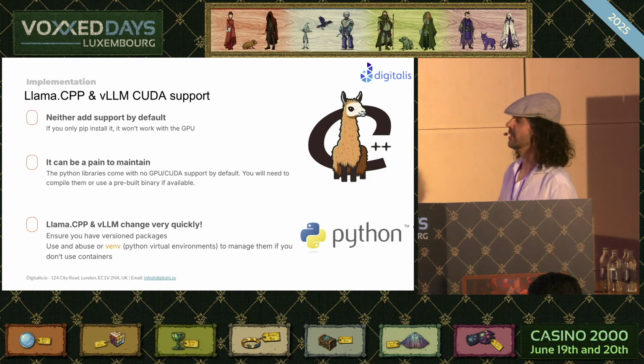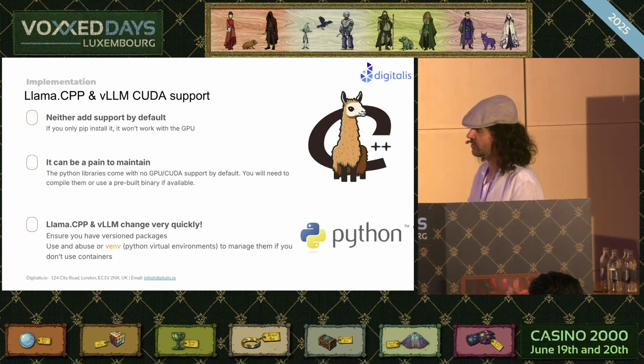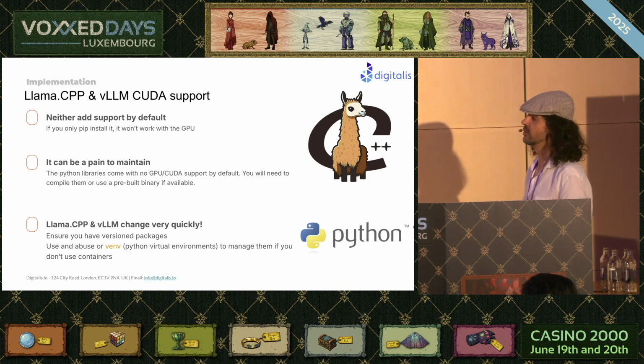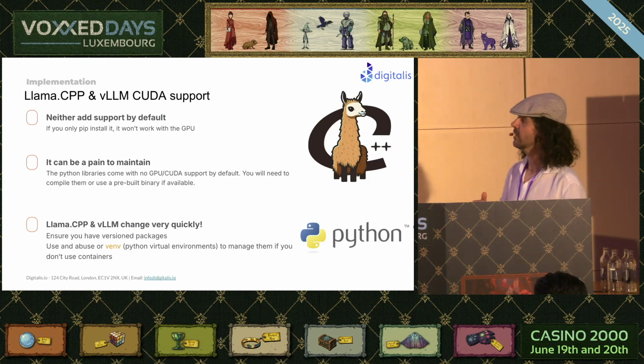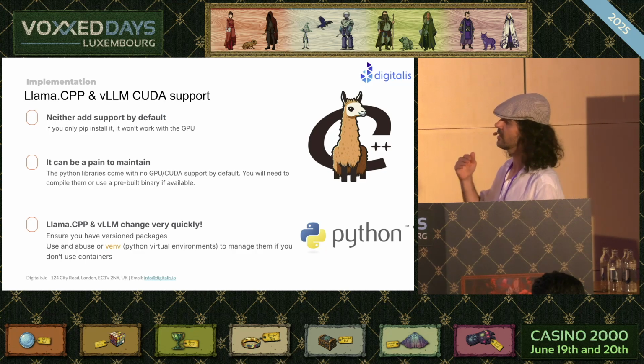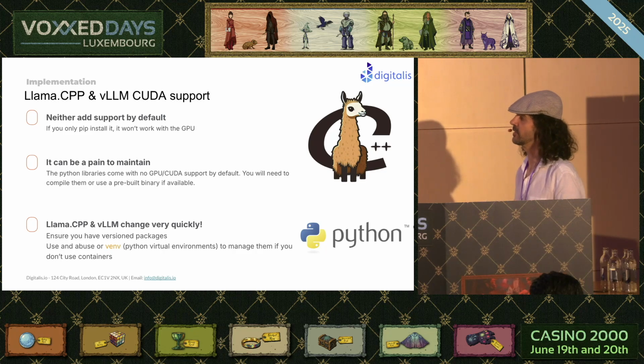Llama CPP and vLLM are very fast evolving. You will probably find a new version every week, and sometimes they are incompatible with the previous version. So it's important that you keep them in virtual environments in Python, and make sure you roll forward with the versions. Test thoroughly in test environments to make sure you're not breaking anything. Create a new virtual environment and deploy. If something breaks, you can roll back to your old virtual environment.